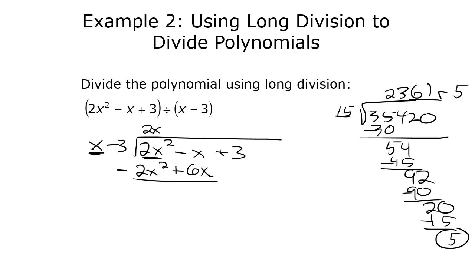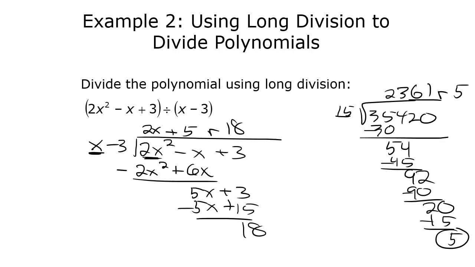2x plus the negative 2x, this goes away. This better always go away or you've screwed something up. Negative x plus 6x gives us 5x. And then bring down the next piece and do it all over again. x into 5x goes plus 5 times. Now take this and multiply it. 5 times x gives me 5x. 5 times negative 3 gives me negative 15. Change signs and add. 3 plus 15 gives me 18, and there's my remainder of 18.